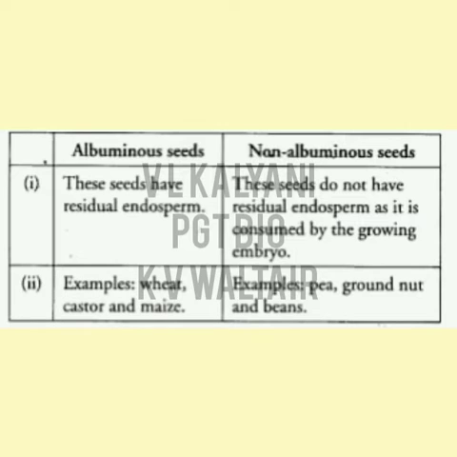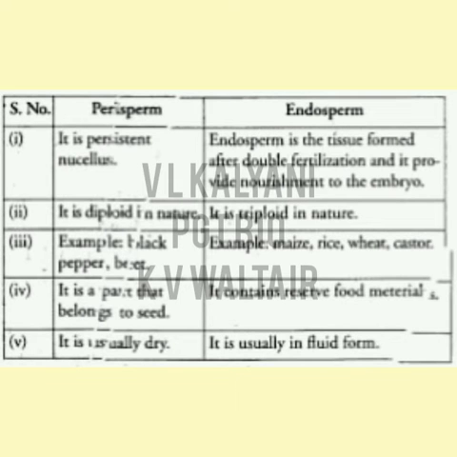These are very important for 2-mark questions, children. Seeds, and what about the albuminous and non-albuminous seeds? Albuminous seeds contain the residual endosperm, whereas in non-albuminous seeds there is no residual or leftover endosperm. The entire endosperm is consumed. And another is also there, children, like perisperm, very important for 1 mark.